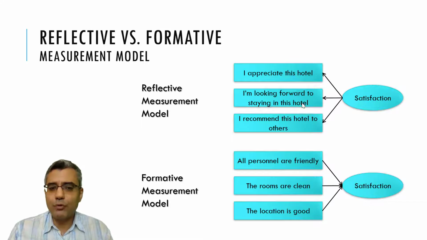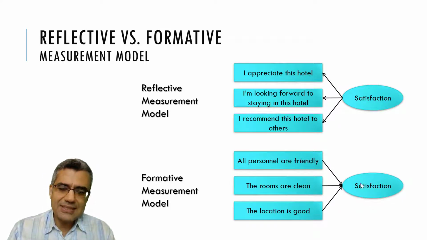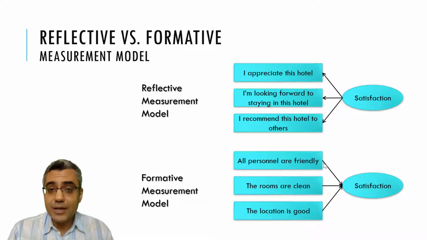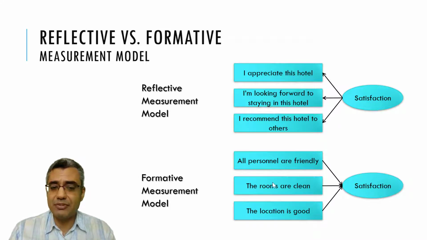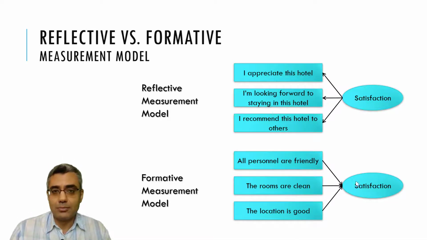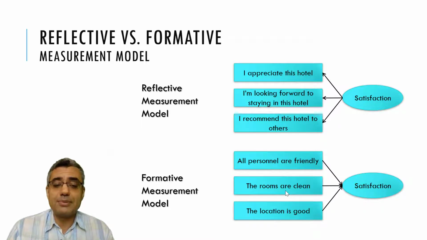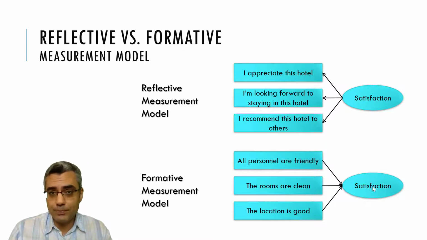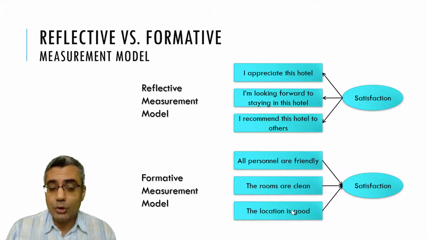However, for the formative constructs, as you can see, the single-headed arrows go from the items or questions to the construct. Read the questions. All personnel are friendly. It means if the personnel are friendly, you will be satisfied. If rooms are clean, you will be satisfied. If the location of the hotel is good, you will be satisfied. We cannot say that if you are satisfied, the rooms are clean. No. We cannot say if I'm satisfied, as a result, the location is good. No. It's the other side. It's the opposite. The location is good. As a result, I'm satisfied.